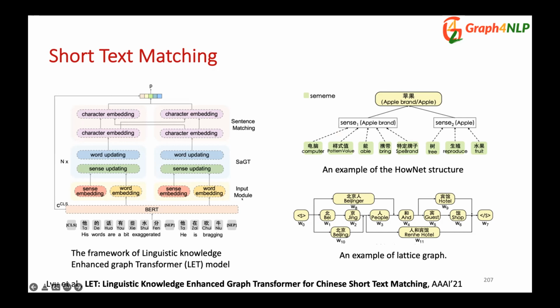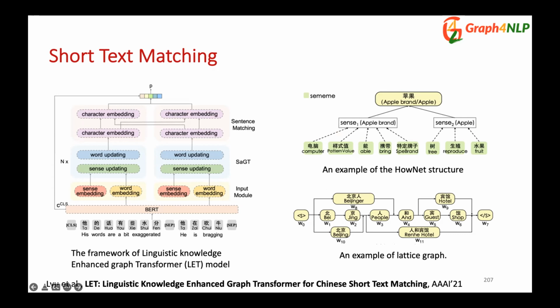So in the model, they incorporate the possible ways to segment the sentence as well as the knowledge. It takes the embedding from the BERT word embedding and also takes the sense embedding from a trained model. And then they perform sense updating and word updating. The updating is based on the graph structure. In this way, they can exchange messages between different words and different senses.